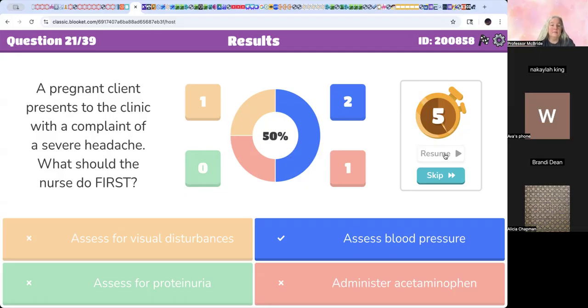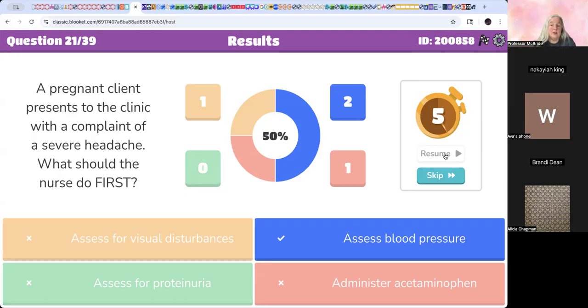Liver enzymes. Creatinine. There's a big one that we check here. It's protein in the urine.